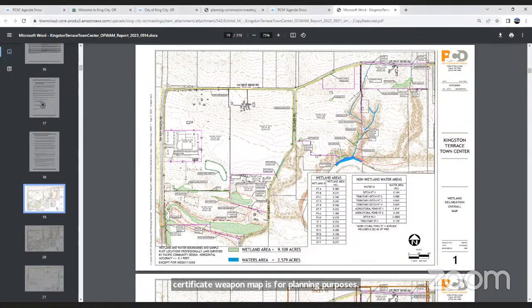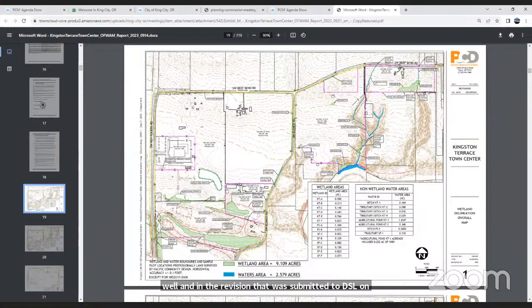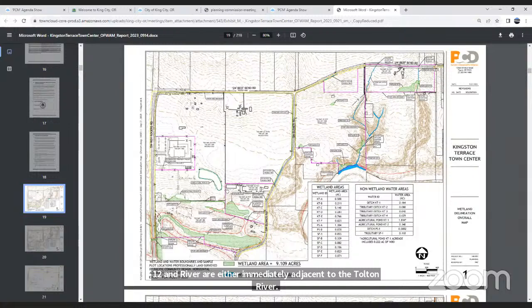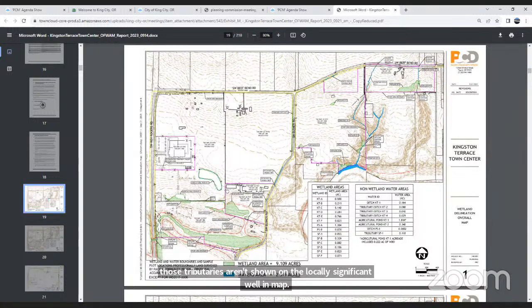So what you can see on the screen now is the draft local wetland inventory map. We have added some additional information showing which ones are locally significant wetlands in the revision that was submitted to DSL on November 30th. So this is a draft map, and it shows all of the wetlands in the area and shows how the significant ones along the Tualatin River are either immediately adjacent to the Tualatin River or on a tributary coming down to the Tualatin River. Those tributaries aren't shown on the locally significant wetland map. So this will be the official LWI map, even though it's not the locally significant wetland map.